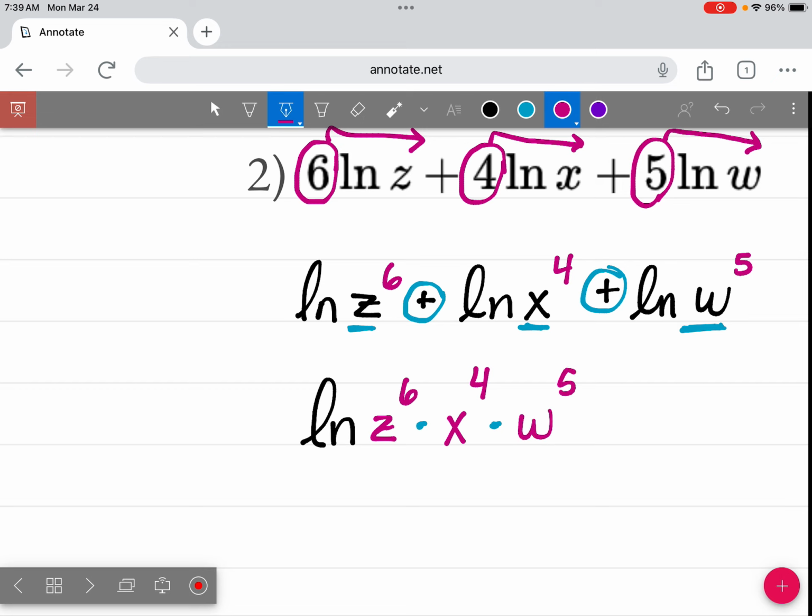The whole point is to get rid of logs. We want to have fewer logs, because we look at them and go, ew, too many logs. Ew.